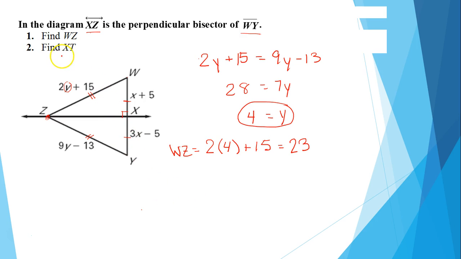Now let's find XT. I don't even see an XT. It probably meant XY. So let me fix that. This right here, let's find XY. We know XY down here is congruent to WX. So we can set up an equation again, just like we did before. So x plus 5, this segment right here, is equal to 3x minus 5.